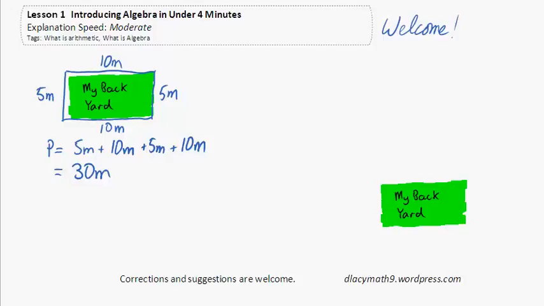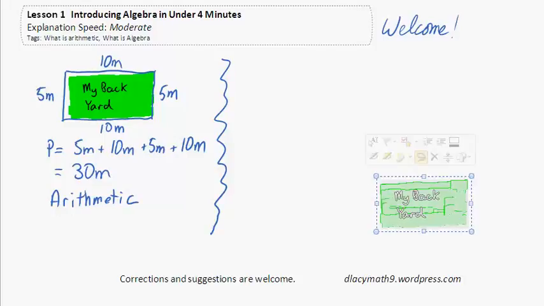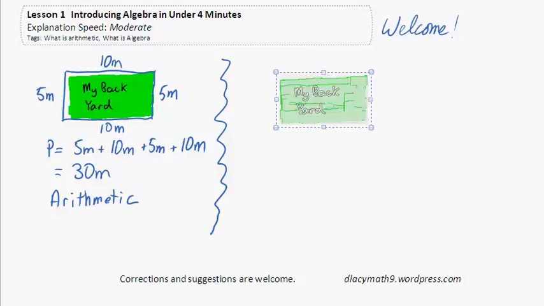Now, this is not algebra. This is arithmetic, and it is very useful a lot of the time. But using algebra, we can do something much more. Let me go back to my backyard again and have another look. This time I'd like it to be a little different.